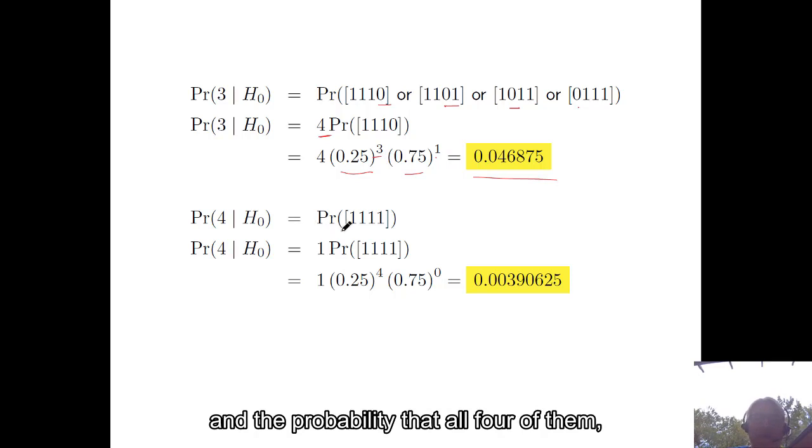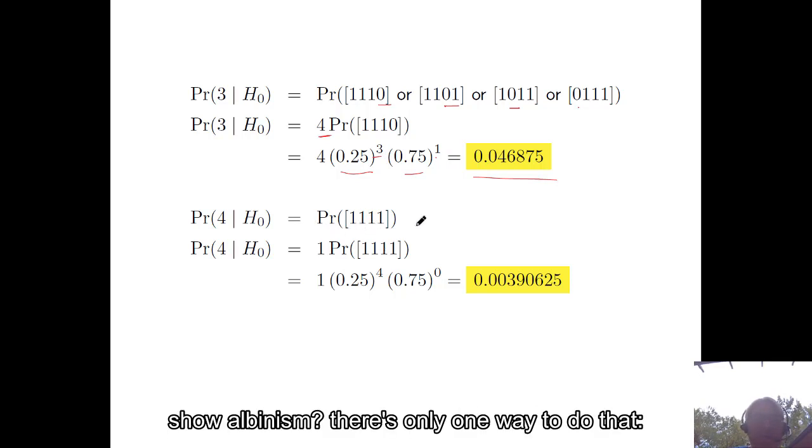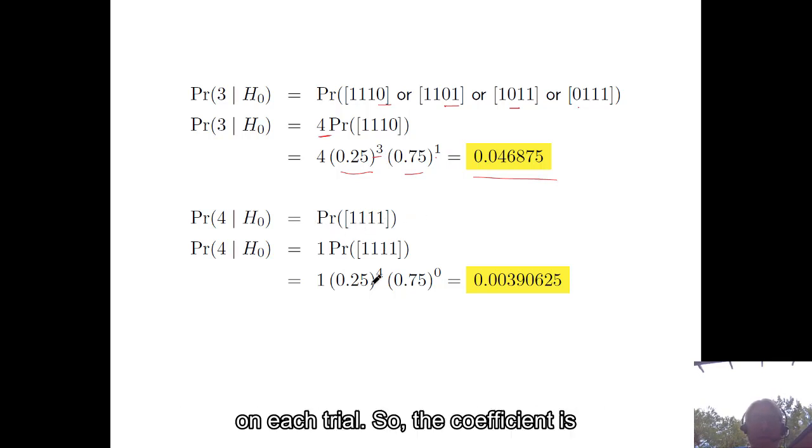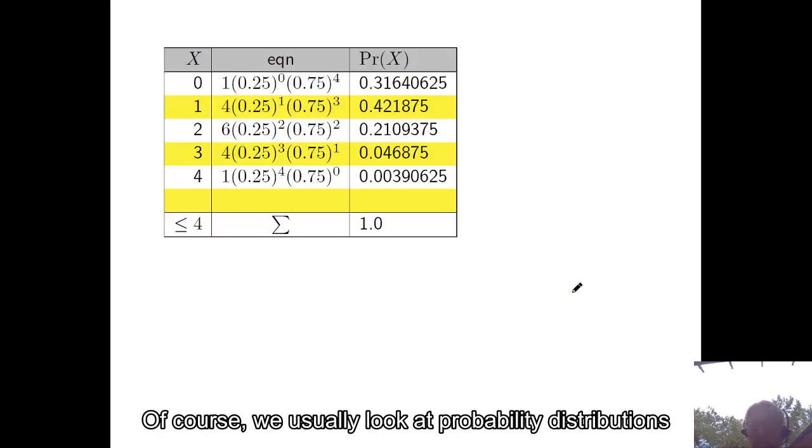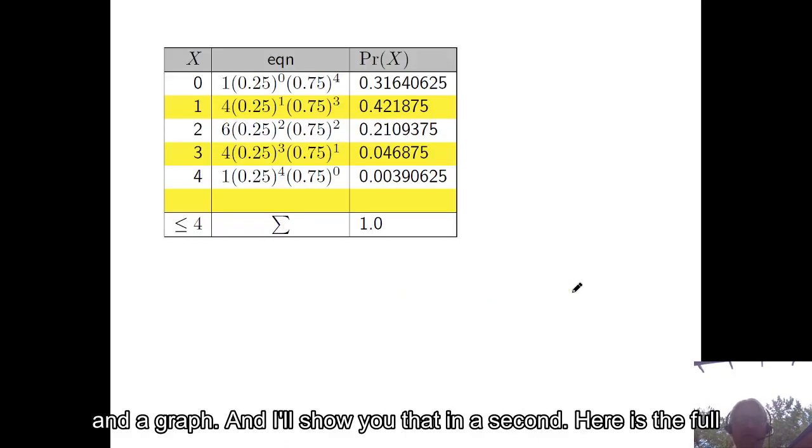And the probability that all 4 of them show albinism, there's only one way to do that. One's on each trial, so the coefficient is 1. We have 0.25 to the 4th power, and that's this small number here. Of course, we usually look at probability distributions in a graph, and I'll show you that in a second.